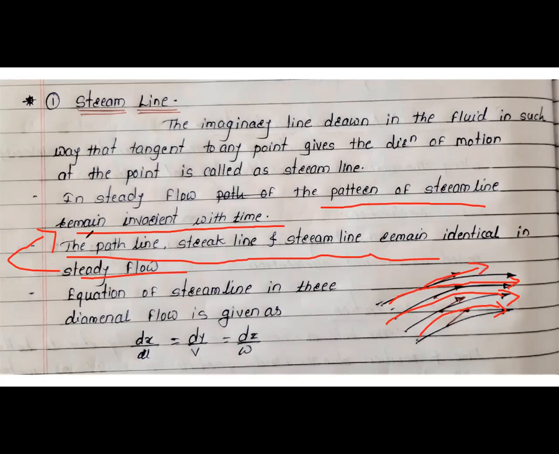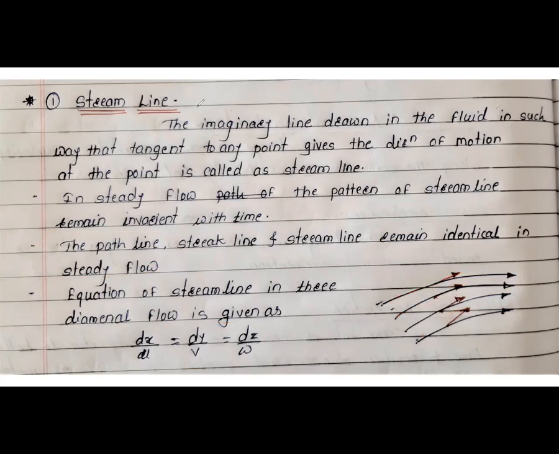So the equation for the streamline is, with respect to the derivatives, dx/u = dy/v = dz/w. So this is the equation for that particular term.